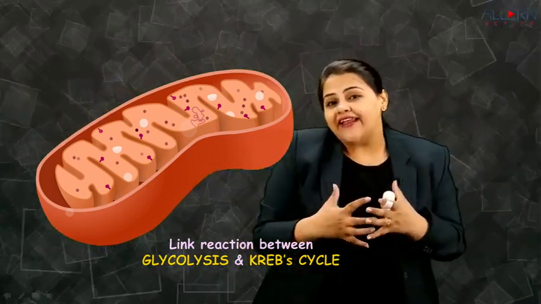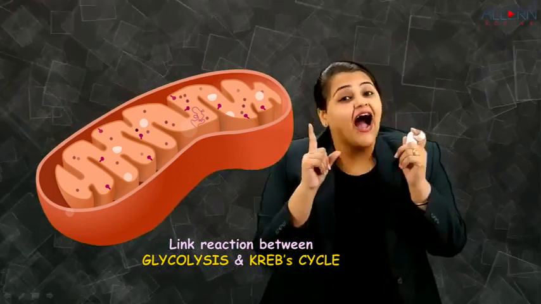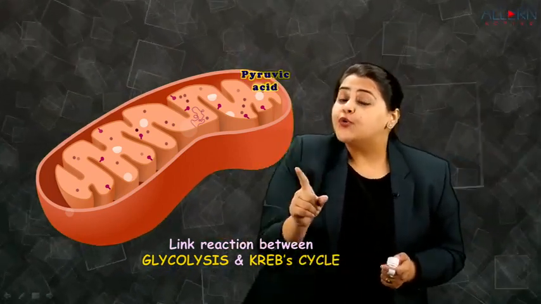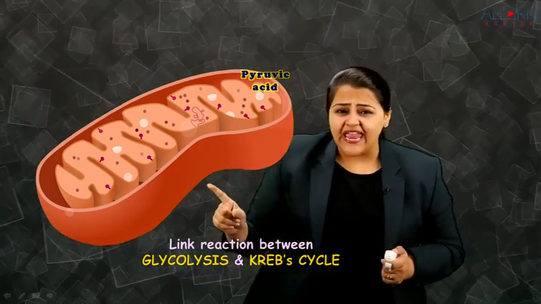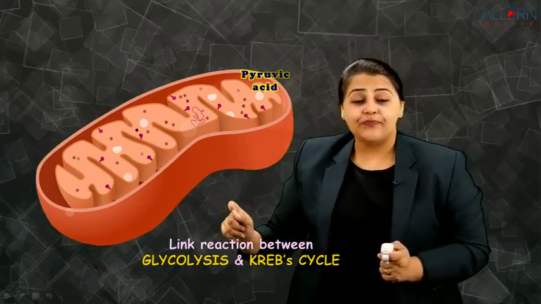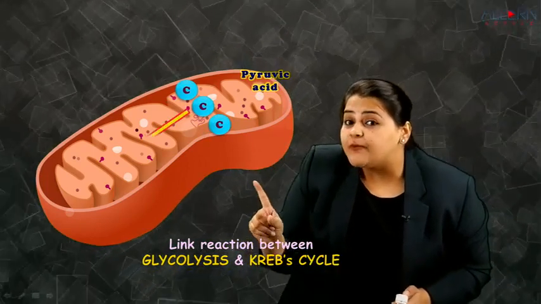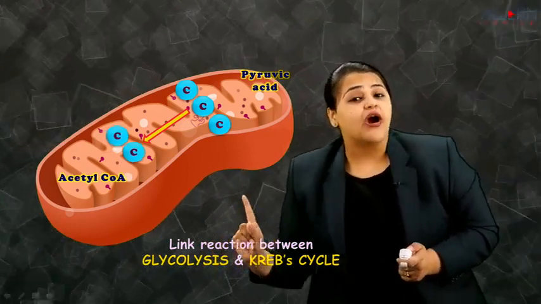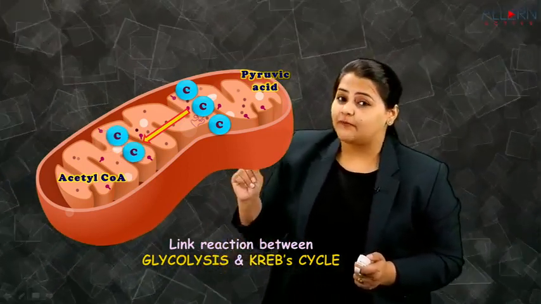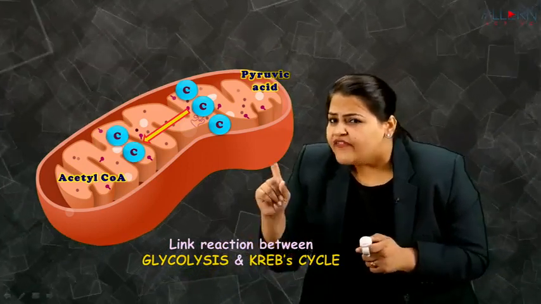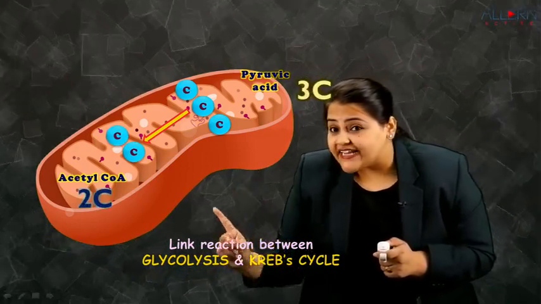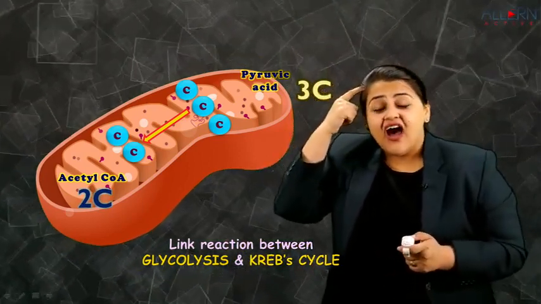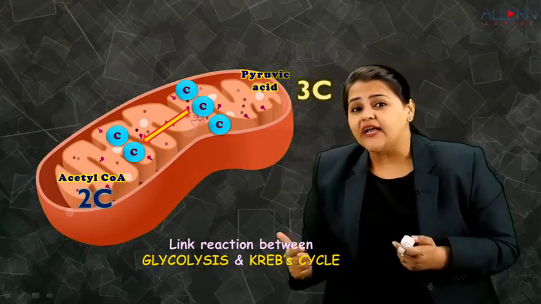And that is why there has to be a link between them. And the link is conversion of pyruvic acid to acetyl coenzyme A. Now pay attention over here. We have 3-carbon pyruvic acid, which is getting converted into 2-carbon acetyl coenzyme A. Well, we are now wondering, where did that 1 carbon go?